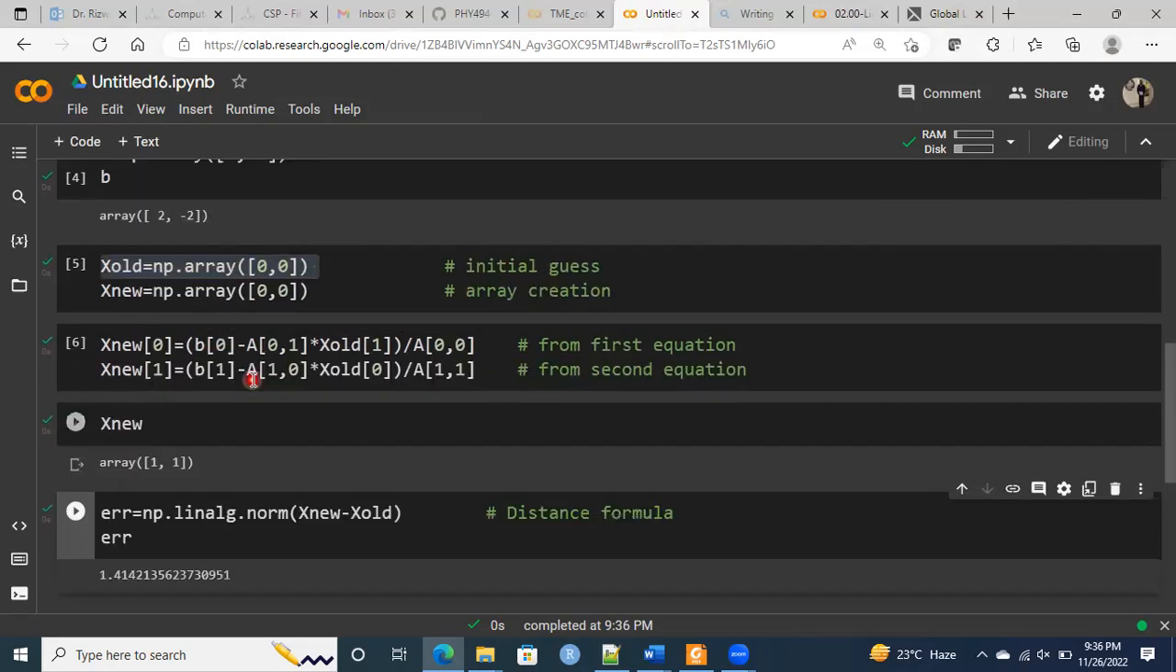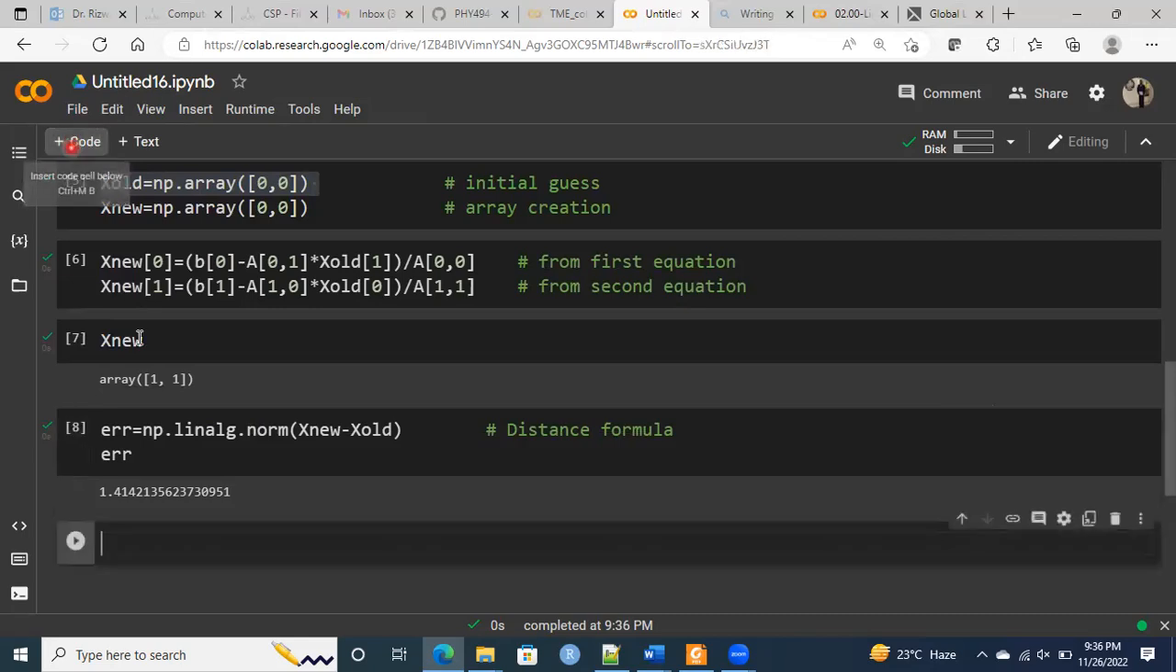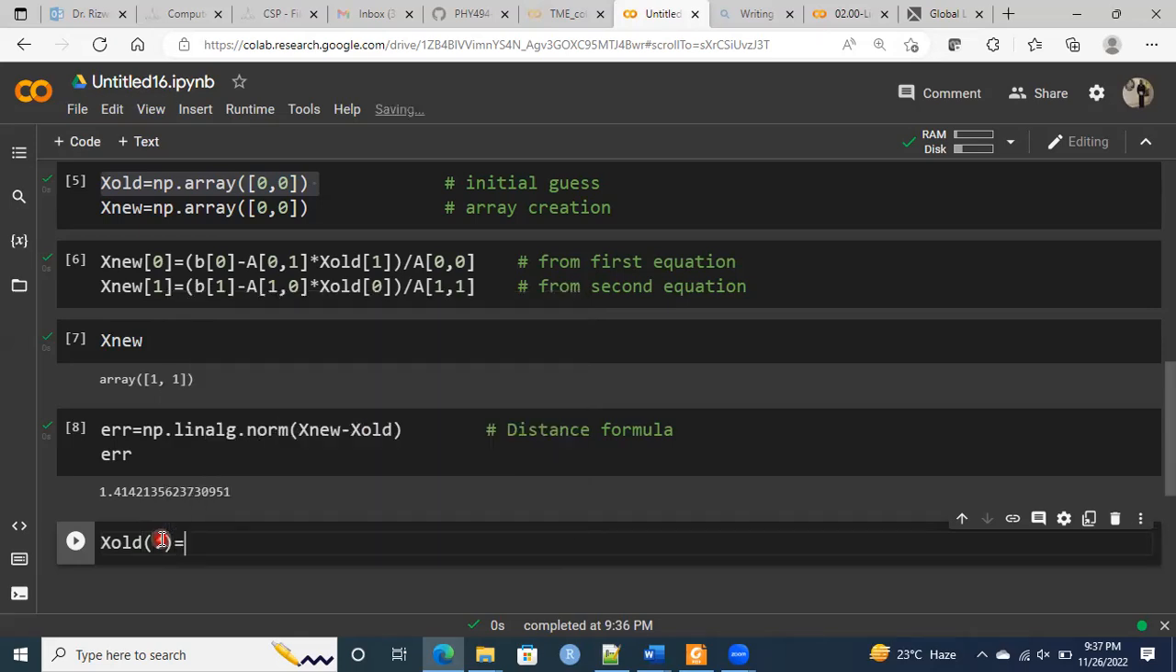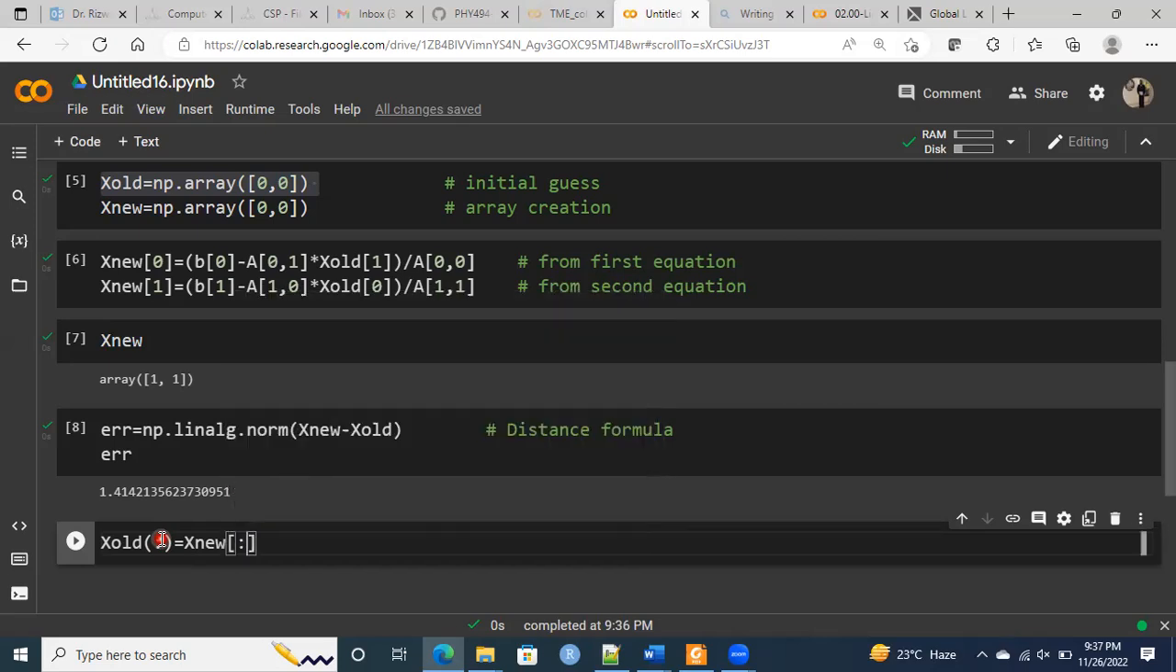So we can now compute the next iteration. For that very purpose, we can write x old for all values equal to x new for all values. Well, these parentheses should be consistent with the Python structure.